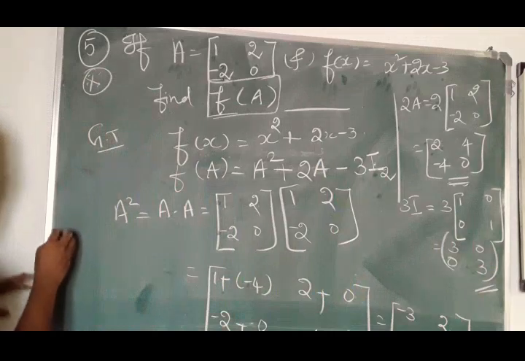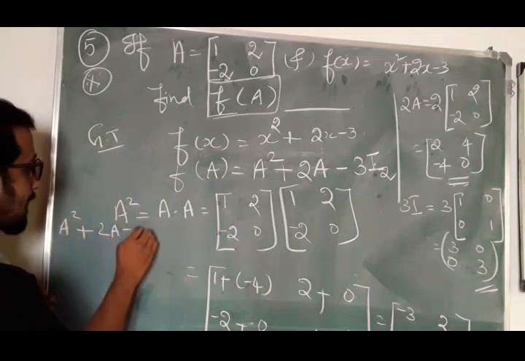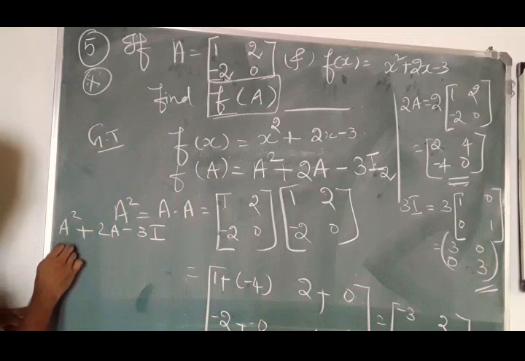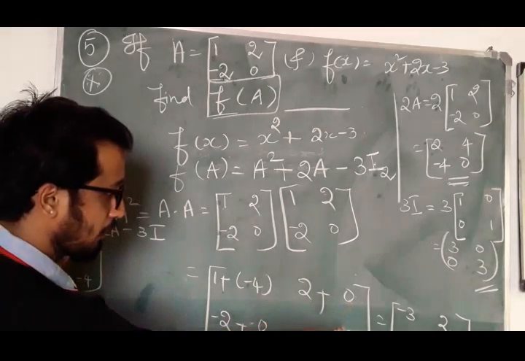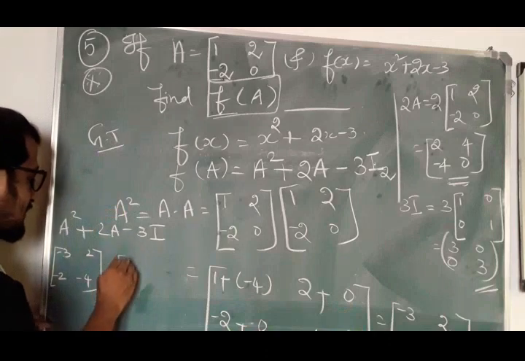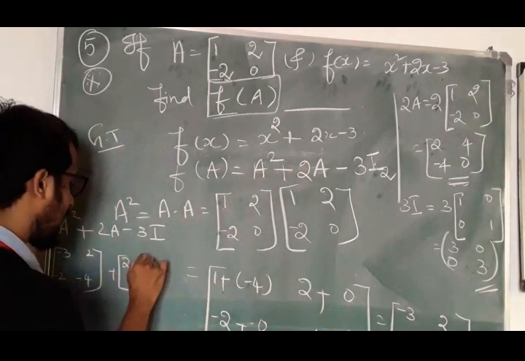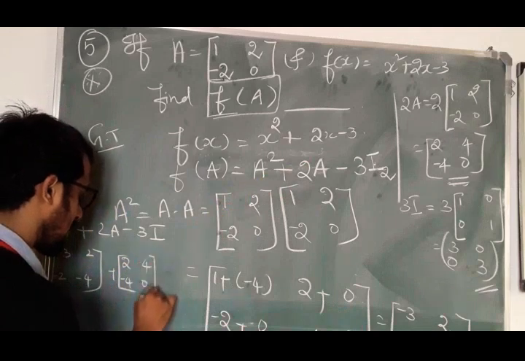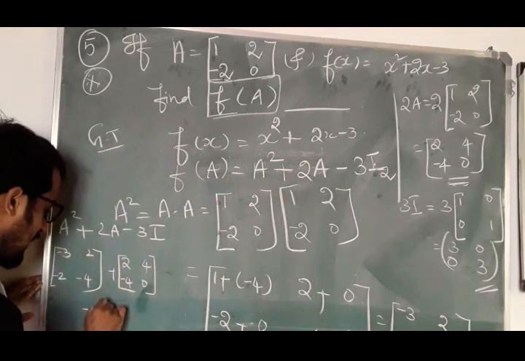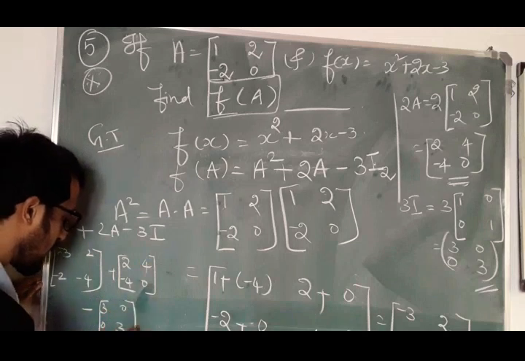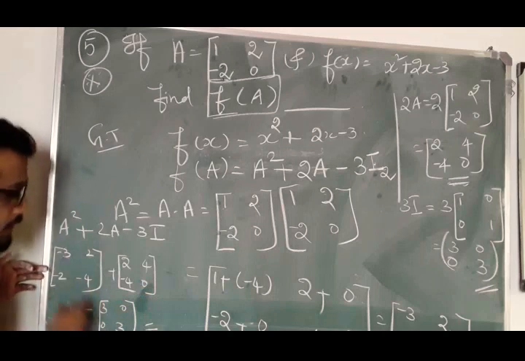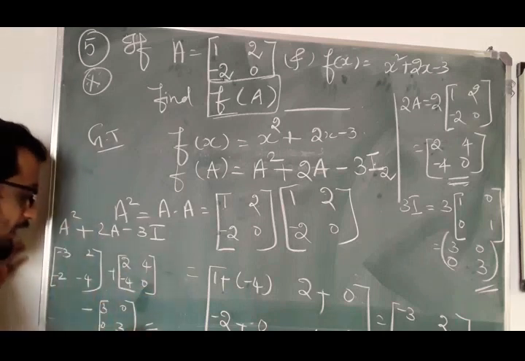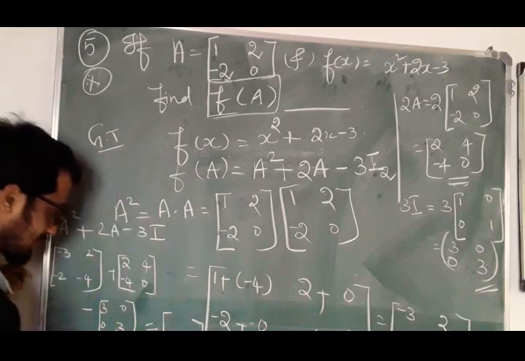According to the question, solve A square plus 2A minus 3I. That means A square, which is [-3, 2; -2, -4], plus 2A, which is [2, 4; -4, 0], minus [3, 0; 0, 3]. Addition and subtraction is possible only when the order of the matrices is the same. So the order is the same, so I can add, I can subtract also. Listen here, that is the resultant matrix.